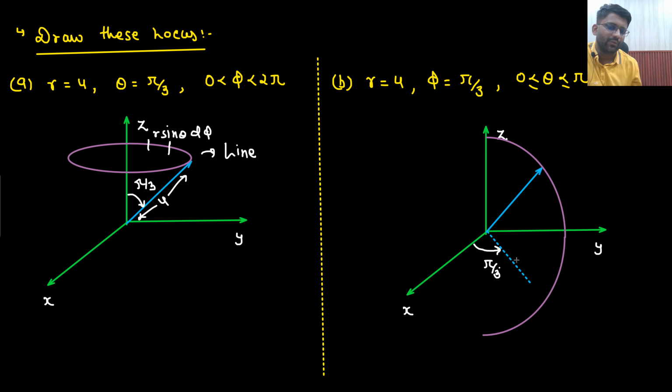So this kind of line you will be getting, theta varying from 0 to pi. If I take a small portion here, in the direction of theta, how much do you walk? In the direction of theta, r d theta. So this small portion will be nothing but r d theta. Pi by 3 is fixed, r equals 4 is fixed, but theta is varying. So this will be the locus.